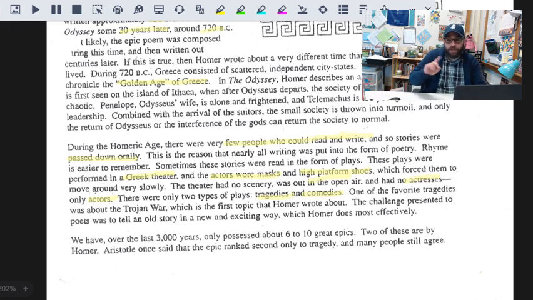All right. Well, now let's check out what we can add to the KWL. Let's go to that before anything else. What did we add? They were written about 30 years apart.